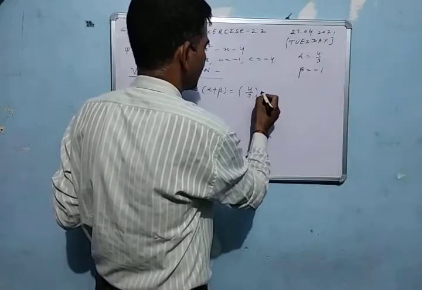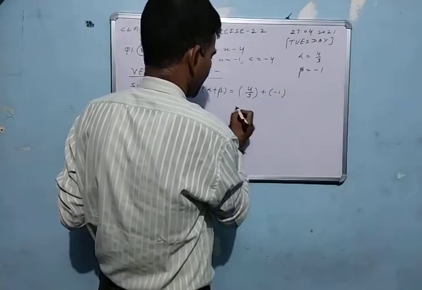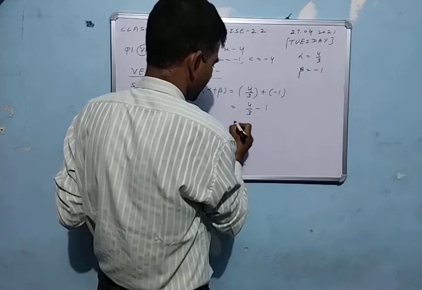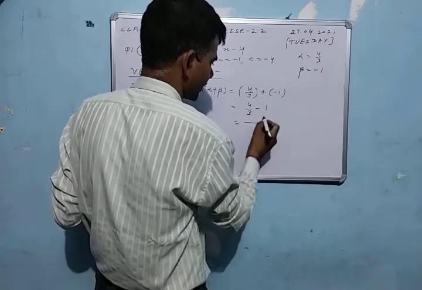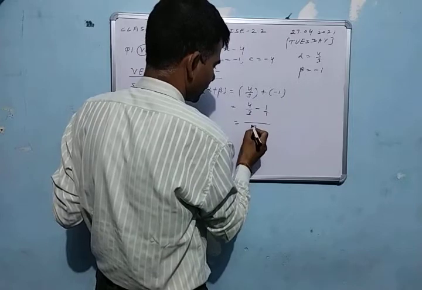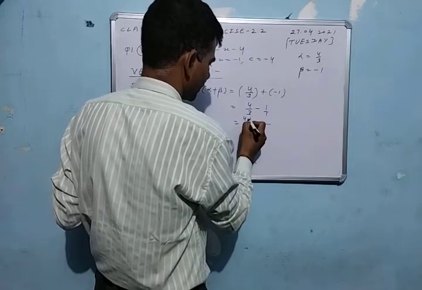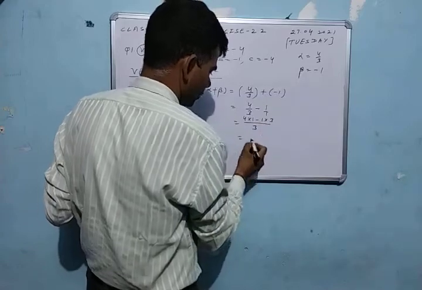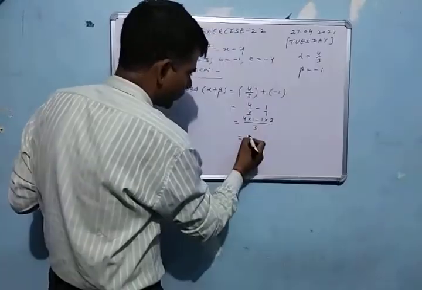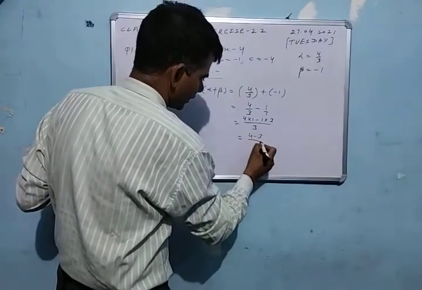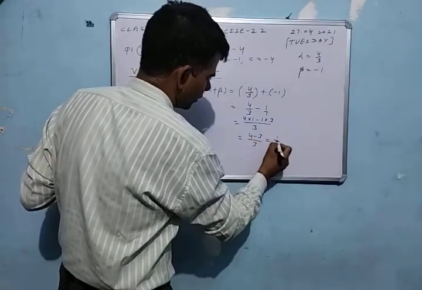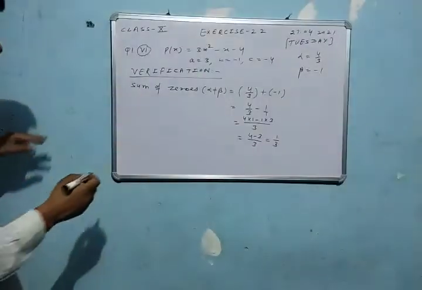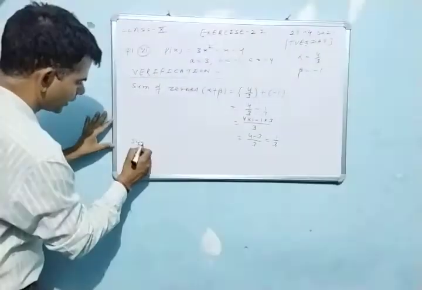4 by 3 plus -1. Now student, 4 upon 3 plus -1. LCM is 3. Now 4, 3 1s are 3, 1, 1 3s are 3. Now students, 4 minus 3 by 3, that is 1 by 3. Now sum of zeros by coefficient.